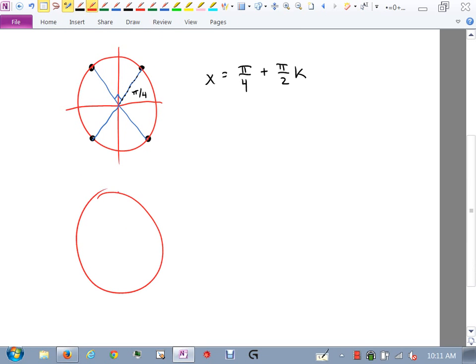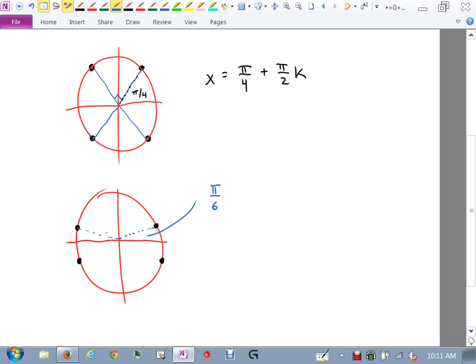What if I told you you had this situation? What if that angle in here was pi over 6? So I'm saying that this angle here is pi over 6 right here. And then this angle right here, the measurement is also pi over 6. And then down there is pi over 6. And down here is pi over 6. Can you start at 1 and jump around the circle and get them all?